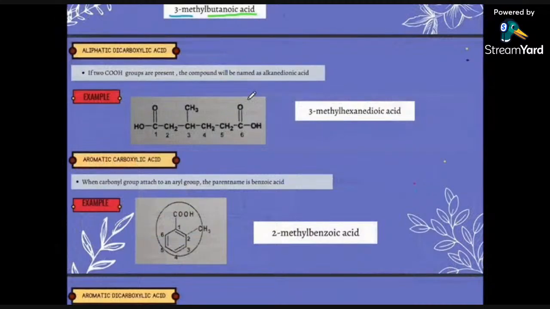Furthermore, we look at aliphatic dicarboxylic acid. This time, if two carboxylic acid groups are present, the compound will be named as alkane dioic acid. Maksudnya di sini, kalau terdapat dua kehadiran kumpulan berfungsi carboxylic acid dalam satu compound, nama belakangnya akan jadi dioic acid.